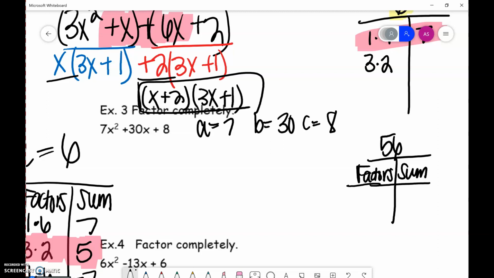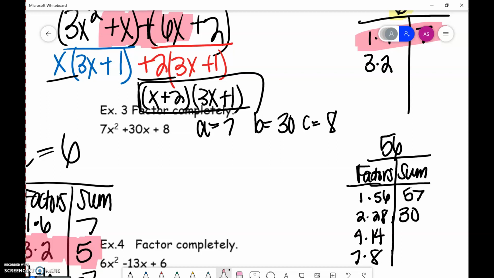So I have 1 times 56. I have 2 times 28. I have 4 times 14. I have 7 times 8. And that's it. Okay. So my sums will be 57. Here's my 30. So I'm good to go. I don't even have to keep going. Okay.